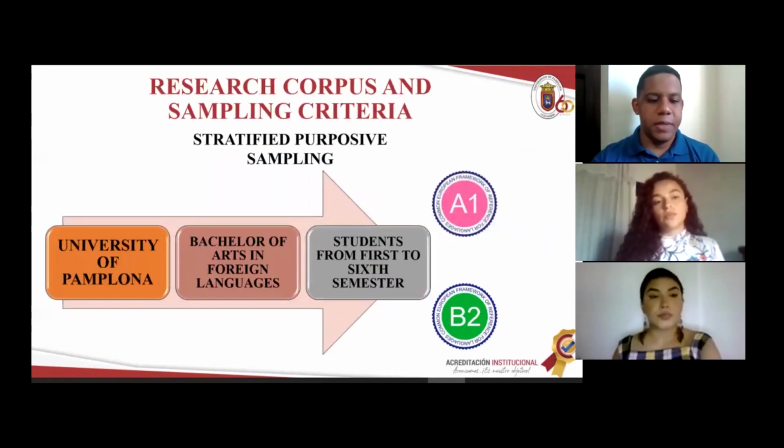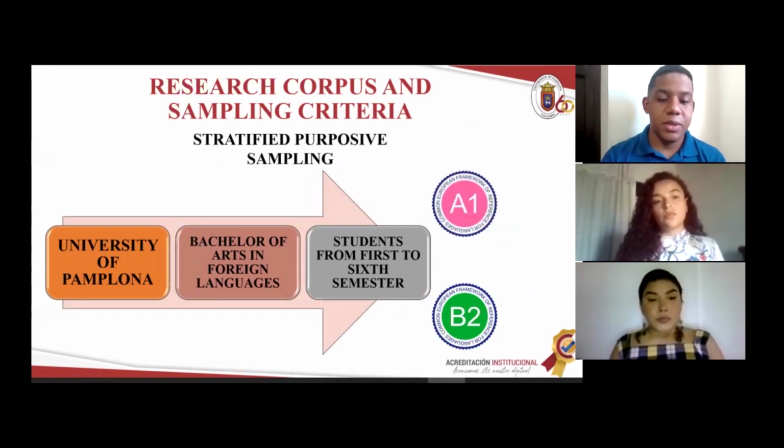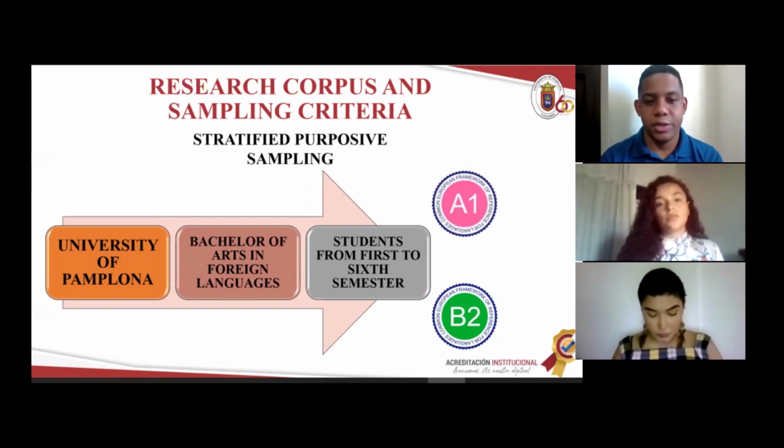Well, initially, to talk about the sampling criteria, it is important to say that the premise that rules this part of the research said that a select number of components could genuinely represent the study population by providing a true reflection of it with a high degree of probability.